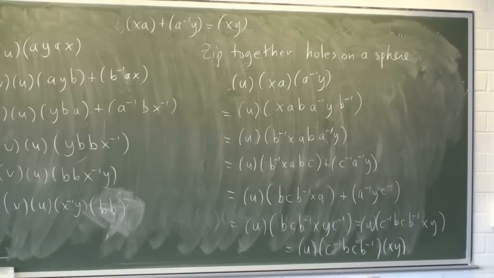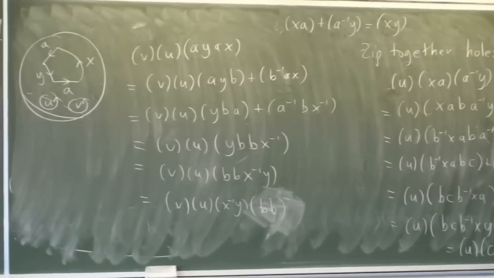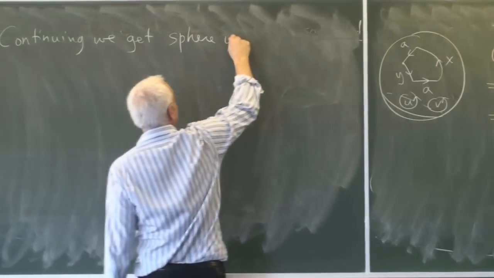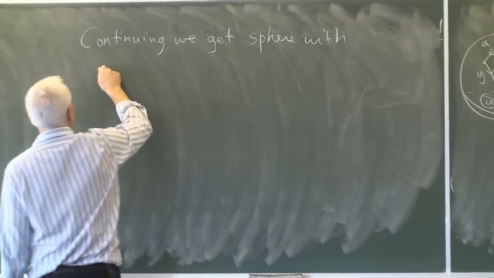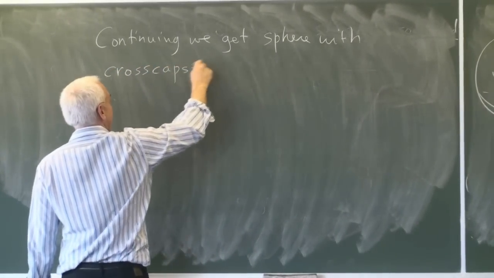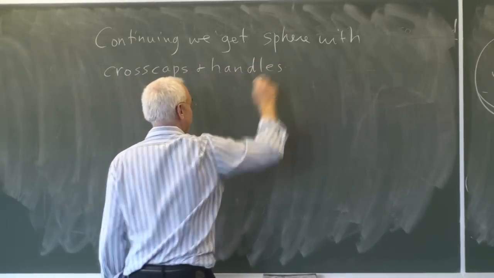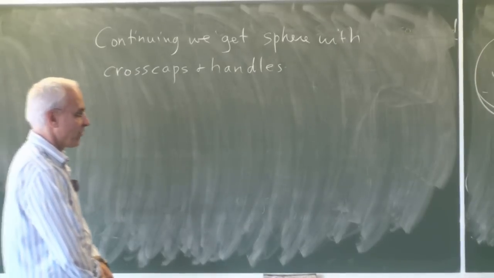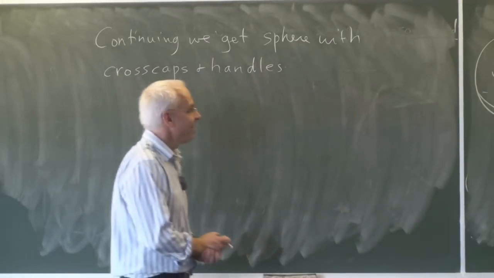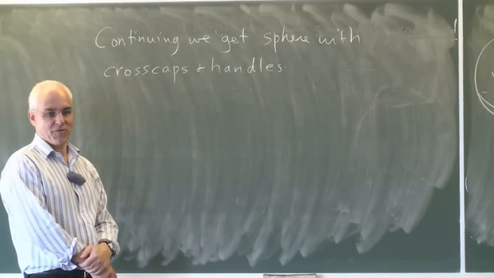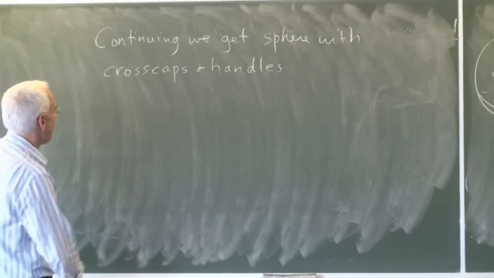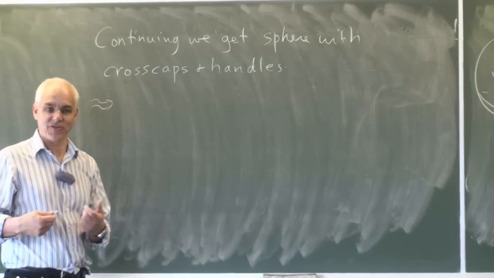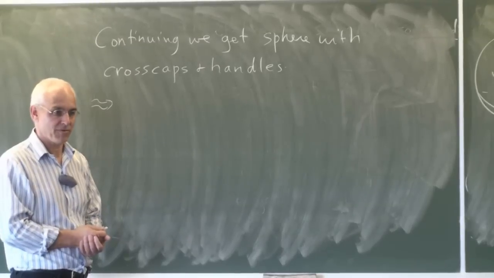And so continuing, we get a sphere with cross caps and handles. So I haven't talked about cross handles. Cross handles are really just two cross caps. And this is sort of in parallel to the proof that we did last time. And then we have to argue, as we did before, that cross cap plus handle is the same as three cross caps to get it in the standard form, if we want to.